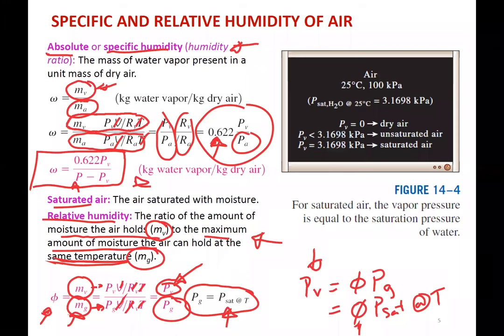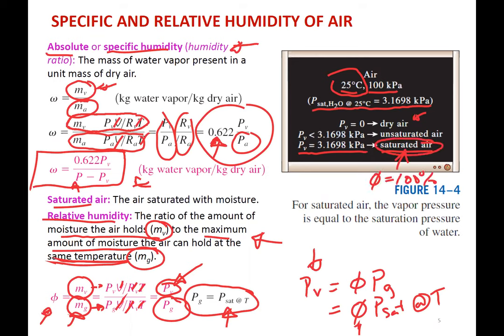Okay. A terrible arrow. All right. So an example of kind of what goes on here. They're showing 25 degrees Celsius, 100 kPa. So at 25 degrees Celsius, if we look up that saturation pressure, we get 3.1698 kPa. For dry air, you would have a partial pressure of the water vapor of zero. For saturated air, you would have 3.1698. This would be a relative humidity of 100%, this saturated air. Unsaturated air would be anything below that. Dry air would be a relative humidity of 0%.